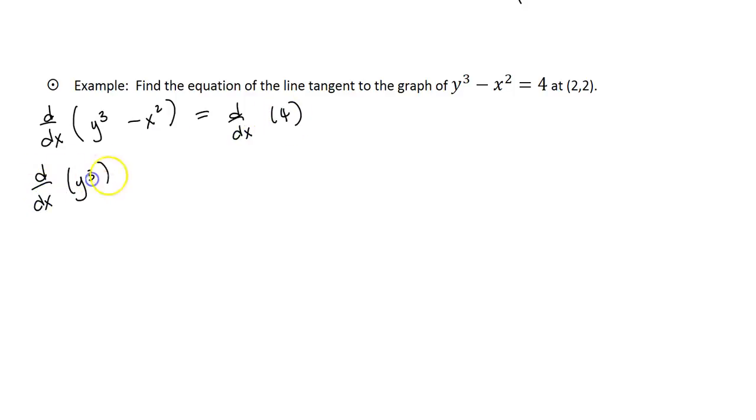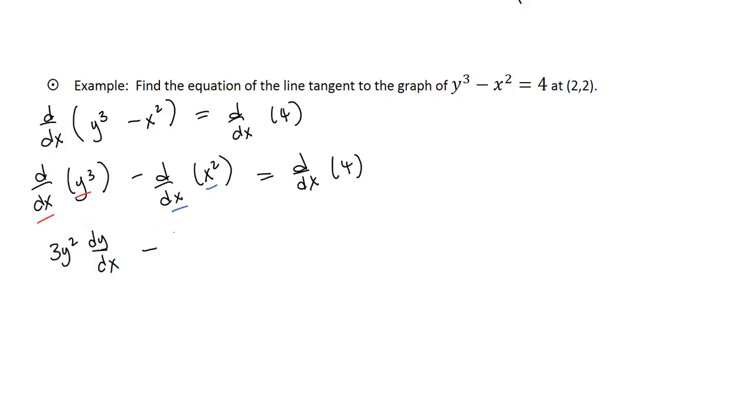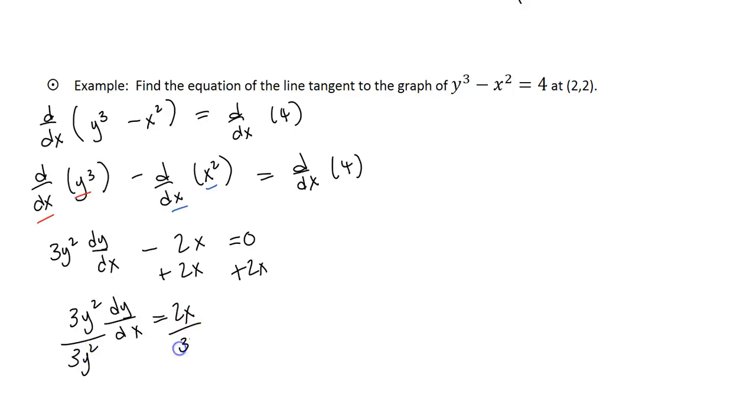So that's the derivative of y cubed minus the derivative of x squared equals the derivative of 4. And again, I have a match here and a mismatch here. So that's going to be 3y squared dy over dx minus 2x equals 0. I would add the 2x. I'd get 3y squared dy over dx equals 2x. And I divide by the 3y squared. So I get dy over dx equals 2x over 3y squared.